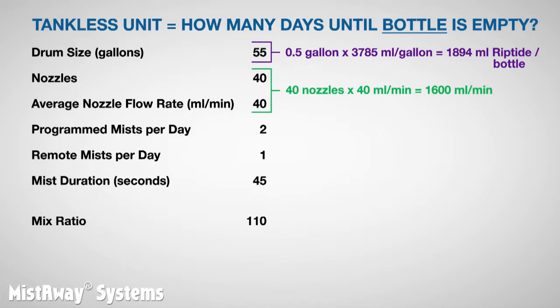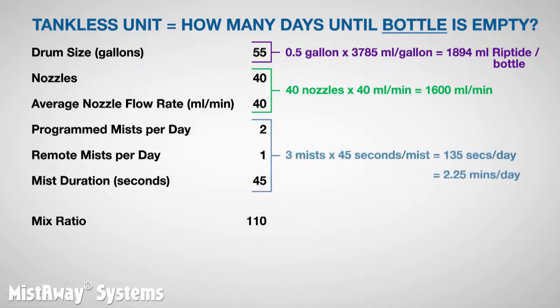Now we'll calculate the output of the nozzle circuit just like we did before. 40 nozzles times our average flow rate of 40 milliliters per minute equals 1,600 milliliters per minute. We've got the same daily mist duration as the previous example, 2.25 minutes per day, which means we have the same daily mist output of 3,600 milliliters per day. But now here is where the calculation gets different. We need to figure out the consumption of Riptide concentrate per day.